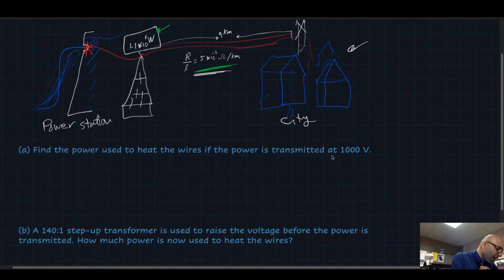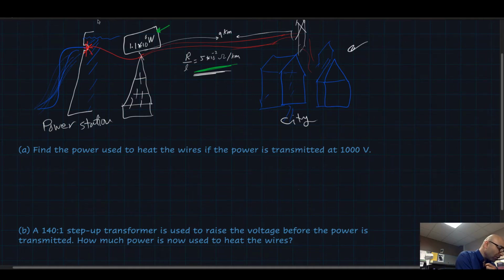So we do have the power first, and we have the voltage. From that we can find the current at which the signal is transformed. Then we can find the power that is going through, or being used as heat, in the wires.